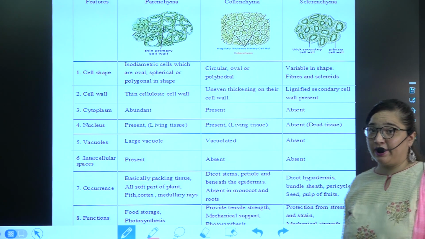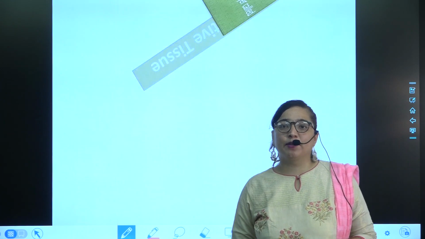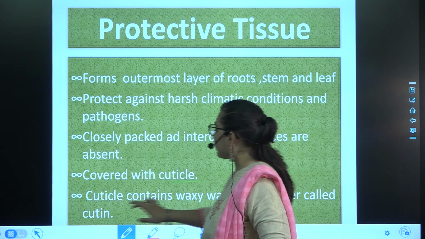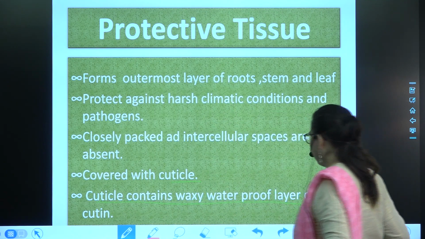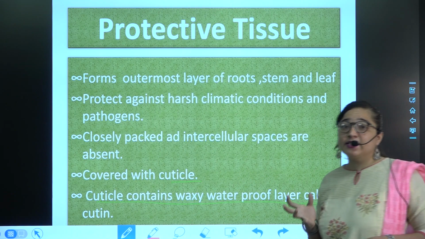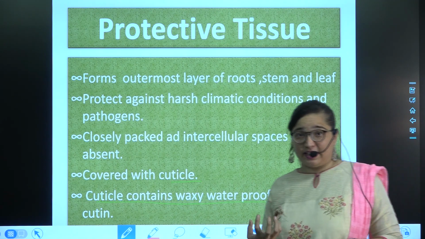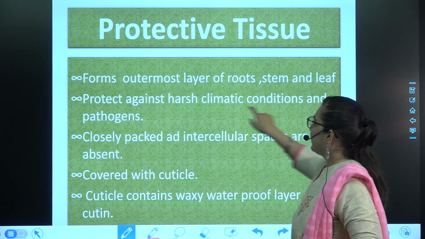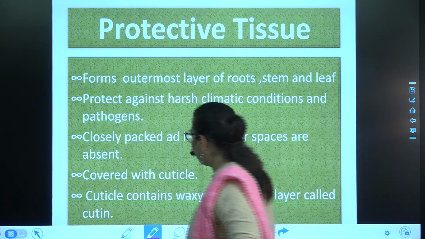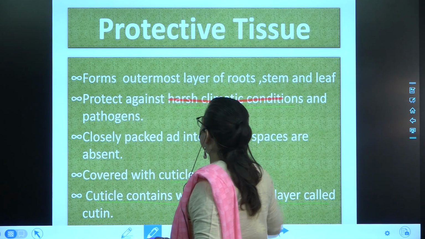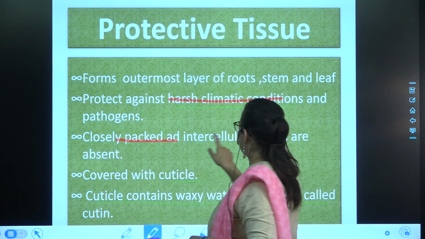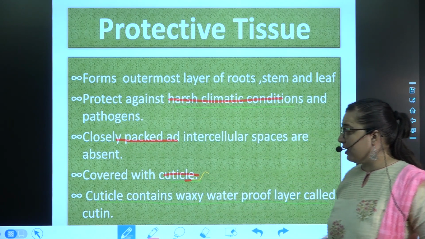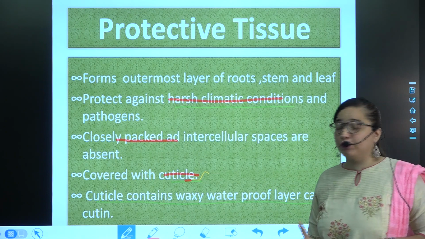Then we discussed the protective tissues. Important words in the protective tissues were cutin and suberin. What is cutin? The waxy layer that is present, and in xerophytes it has a thick layer to prevent the loss of water. It will also protect the plant against harsh conditions. These are closely packed, so intercellular spaces are absent. And what are they covered with? Cuticle. The terms are new, so be careful.